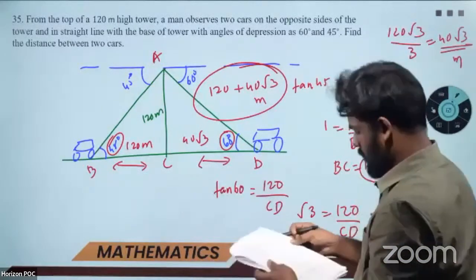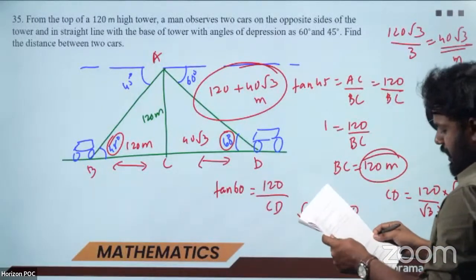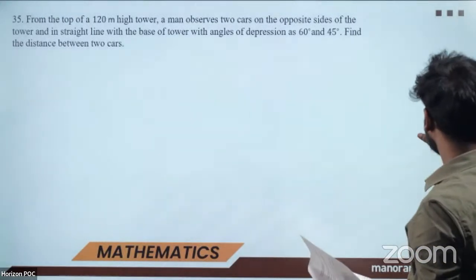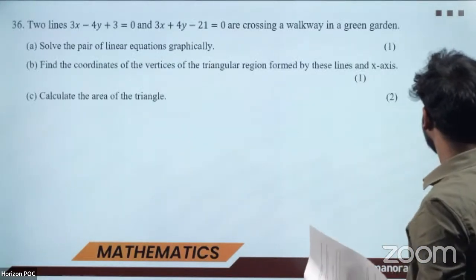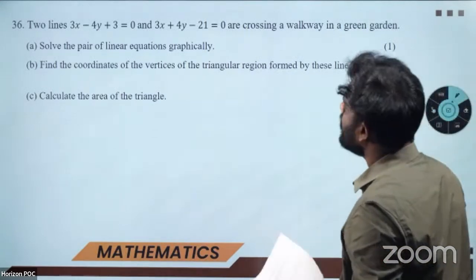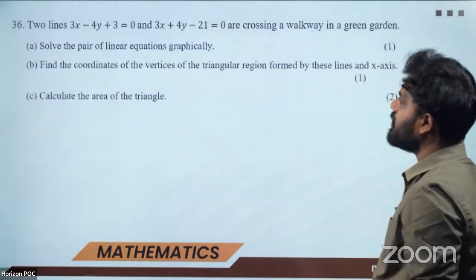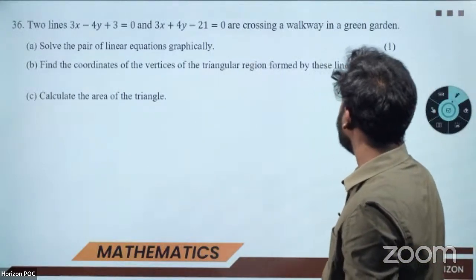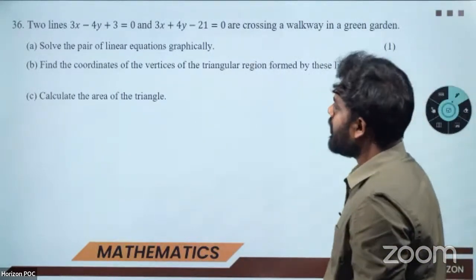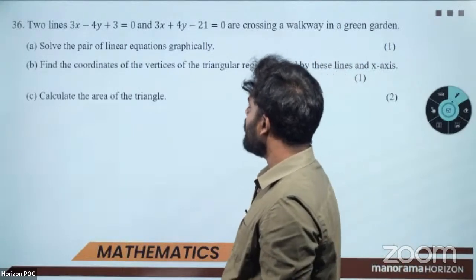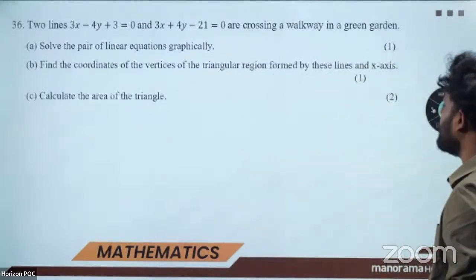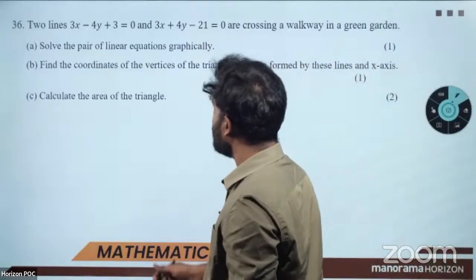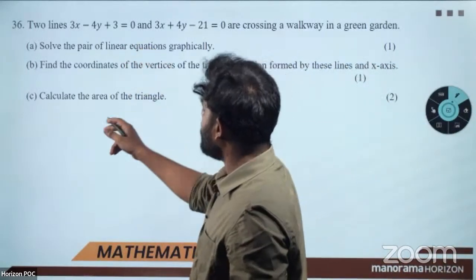Clear? Now we have 3 case-based questions in section E. And with that, we will be winding up this entire session. So section E, the first case-based question we have here is, two lines 3x minus 4y plus 3 is equal to 0 and 3x plus 4y minus 21 is equal to 0 are crossing a walkway in a green garden. Solve the pair of linear equations graphically. Find the coordinates of the vertices of the triangular region formed by these lines and x-axis. And what is the last part of the question? Calculate the area of the triangle. So 3x minus 4y plus 3.